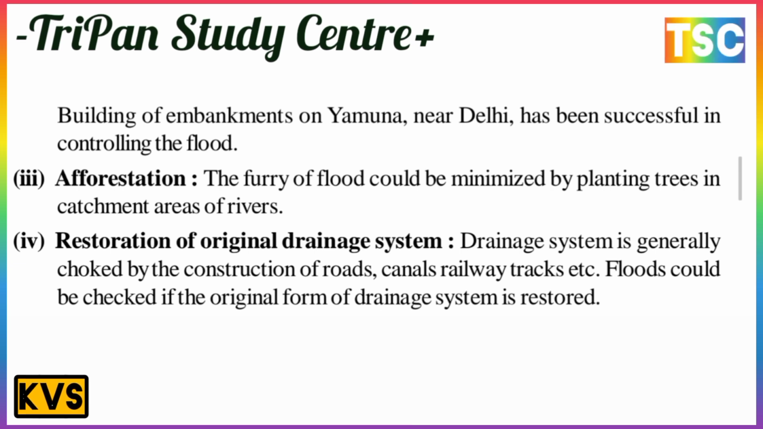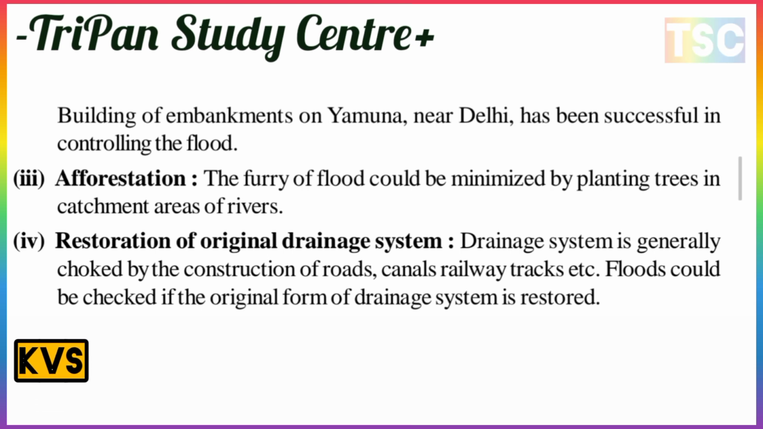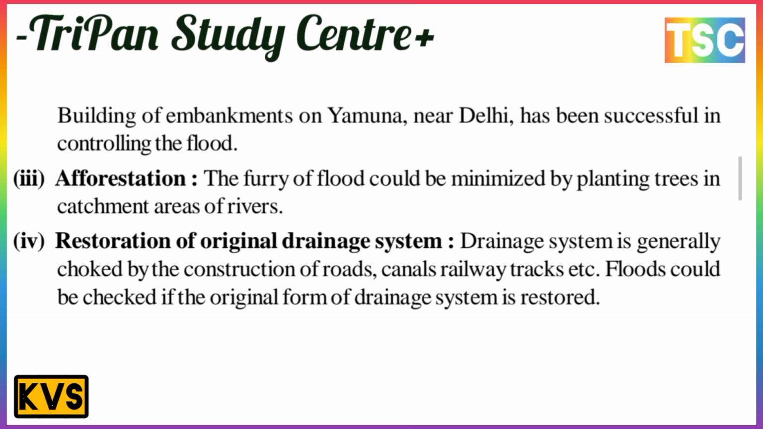Next, afforestation. The fury of the flood can be minimized by planting trees in the catchment area of the river. Next, restoration of the original drainage system. The drainage system is generally choked by the construction of roads, canals, railway tracks, etc. The floods could be checked if the original drainage system is restored.